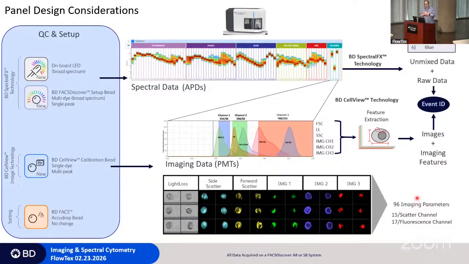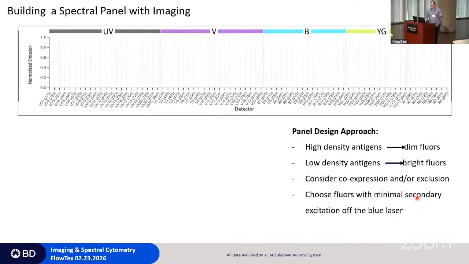So when you're designing a panel, these two things don't exist in a vacuum. They coexist. You have to think about how much my spectral dyes are going to impact my imaging dyes, or just my imaging, period. That's the biggest challenge you have in designing a panel for both imaging and spectral. All the other rules of panel design apply, so you design a panel as you normally would.